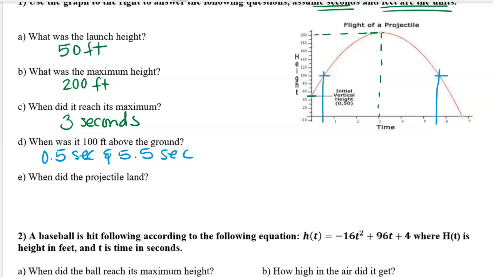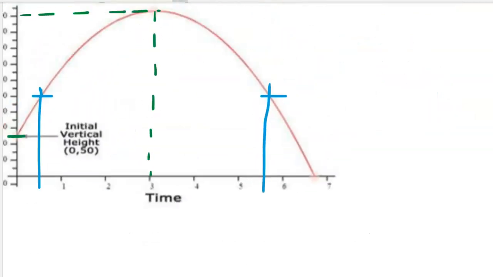E. Brad, can you help us read part E, please? When did the projectile land? What do you think? What's your best educated guess on that one?